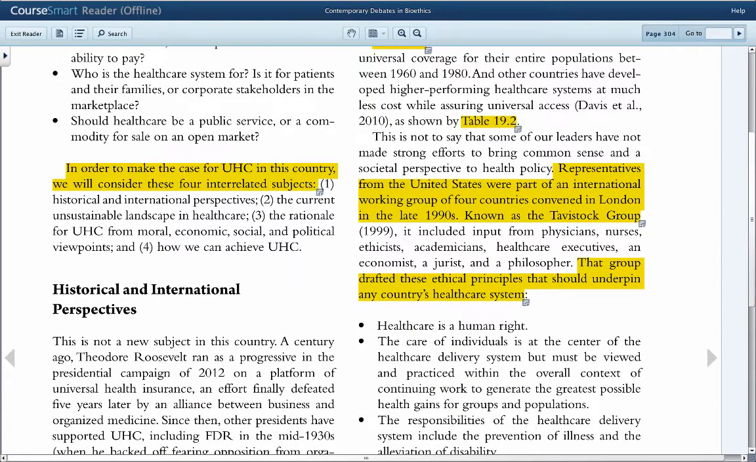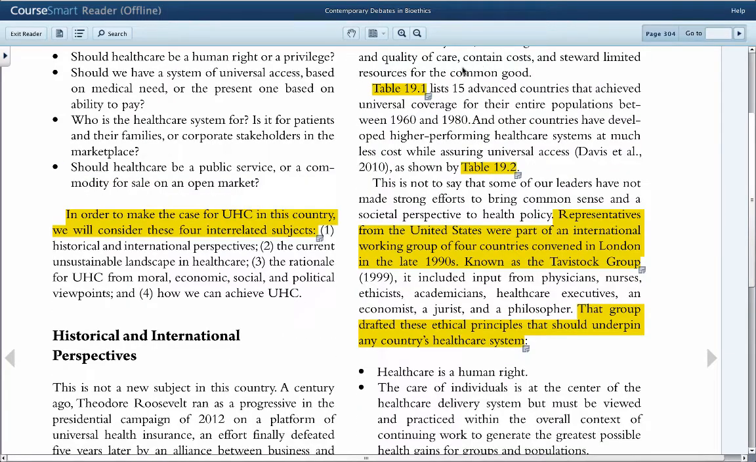The table he lists as Table 19.1 describes 15 advanced countries that had universal coverage for their whole populations between 1960 and 1980, and Table 19.2 talks about how other countries have some higher performing healthcare systems at much less cost while still giving universal access.